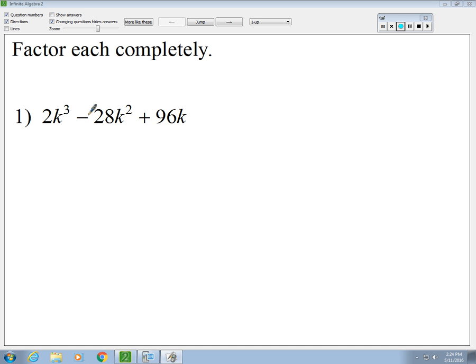Okay, what is negative 28k squared divided by 2k to the first? Negative 14k, because negative 28 divided by 2 is where the negative 14 comes from. 96, we're not there yet. K squared divided by k to the first is k to the first, because 2 minus 1 is 1, and you don't have to write it. What's 96k divided by 2k? Positive 48.